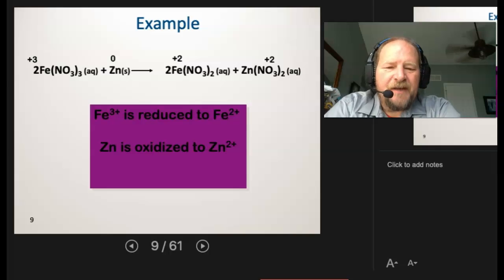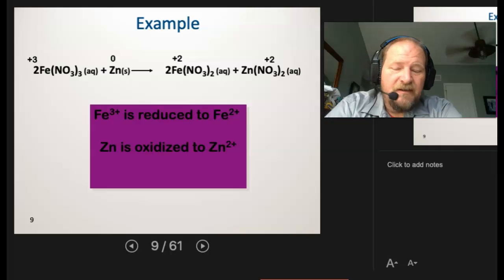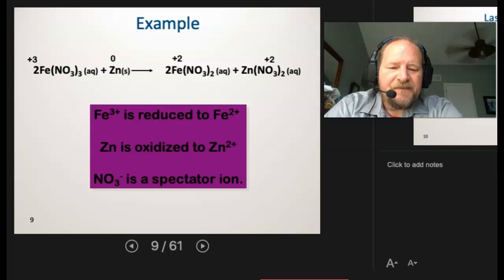Now notice in this whole topic we didn't talk about the nitrate. Well, the nitrate was a -1 on the reactant side, and it's also -1s on both of the product side. So what we say is nitrate is simply a spectator ion. It's been a -1 throughout the whole reaction. All right, so that's 5 types of reactions we've looked at.